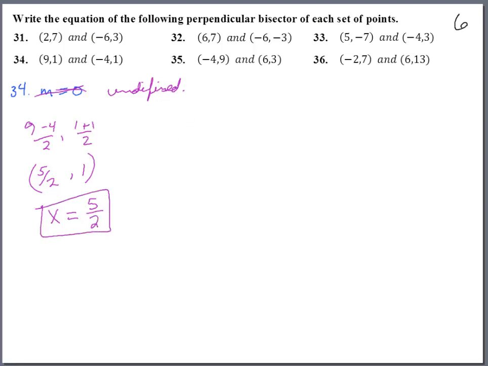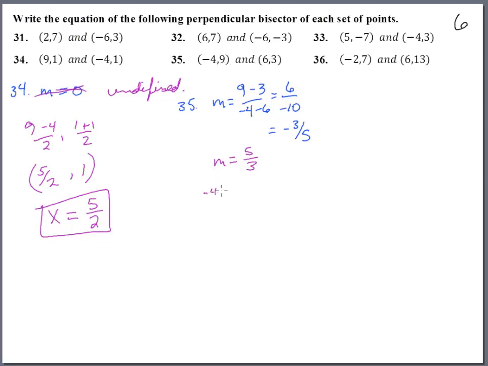Number 35. Slope between these guys, m is going to be y minus y over x minus x. That'll be 6 over negative 10, which is negative 3/5. That means the slope we really want is the perpendicular of this, 5/3. And the point that we want isn't either one of these, it's the midpoint of these.